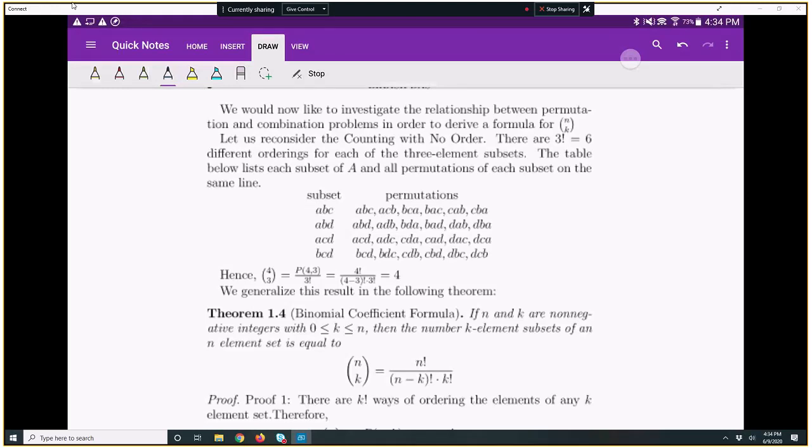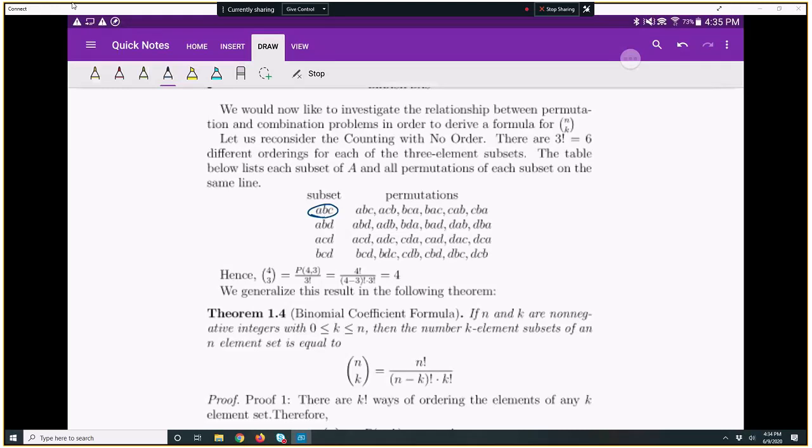Now let's investigate the relationship between what we already know about permutations and what we're learning about combinations to derive a formula for n choose k. So let's reconsider this 3 elements from a set of 4 elements problem. We said that there were 24 permutations, but only 4 combinations. So note that for each subset, like ABC, there are 3 factorial different orderings of the set, because we have 3 choices for the first spot, and 2 choices for the second spot, and 1 choice for the third spot.